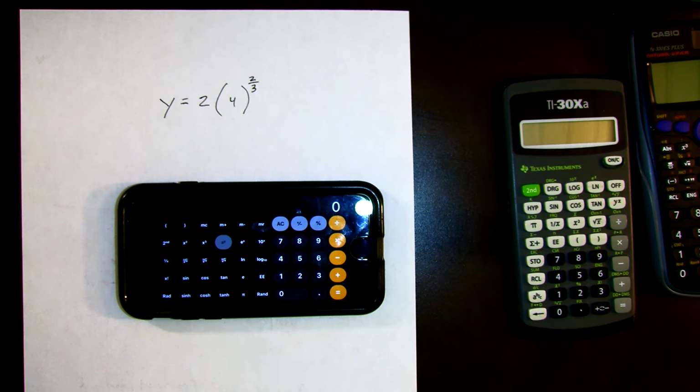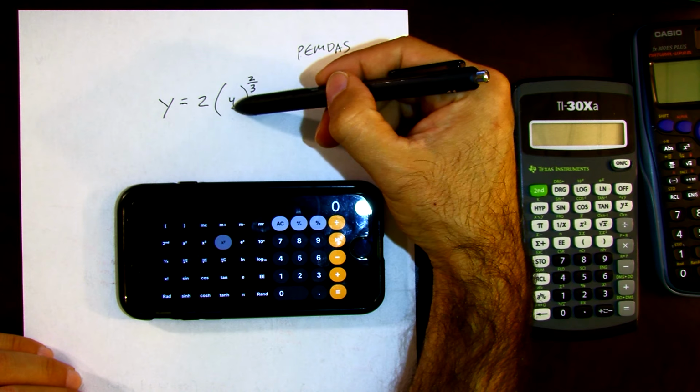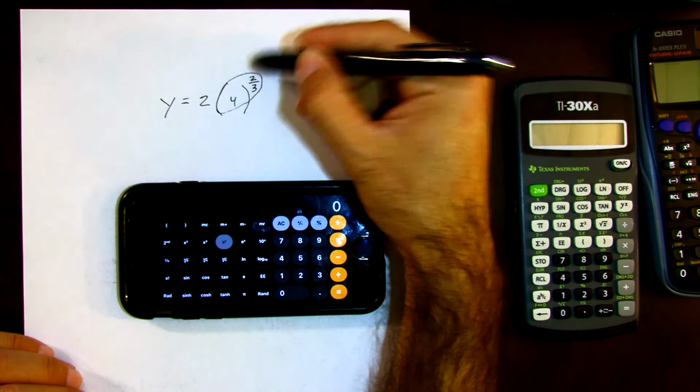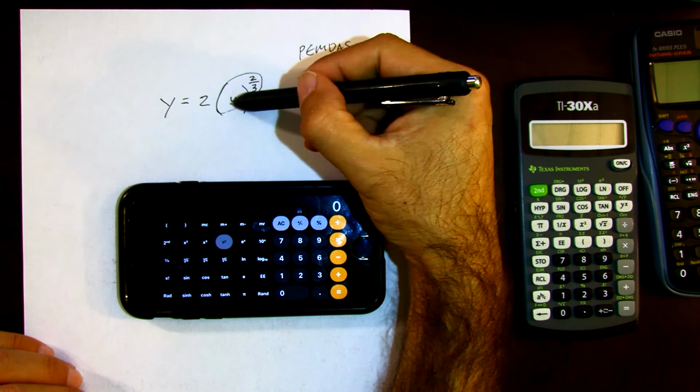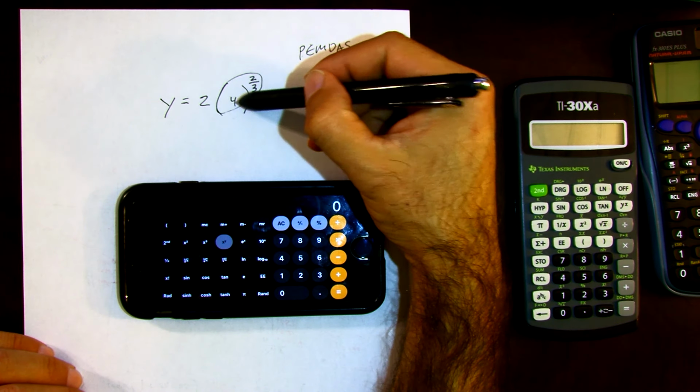First off, I have to have an idea of what I have to do first. PEMDAS tells me first, look in the parentheses, that's already simplified, nothing to do. Look at the exponent, we've got to apply that exponent to the base. The base is what the exponent is applied to. 4 raised to the 2/3. 4 is our base.